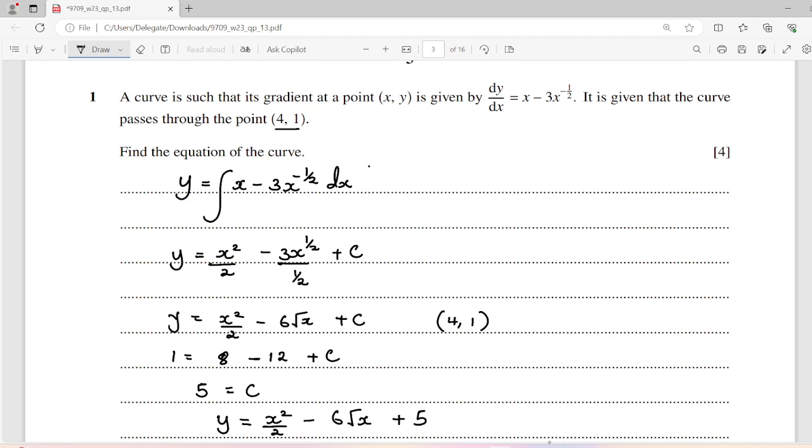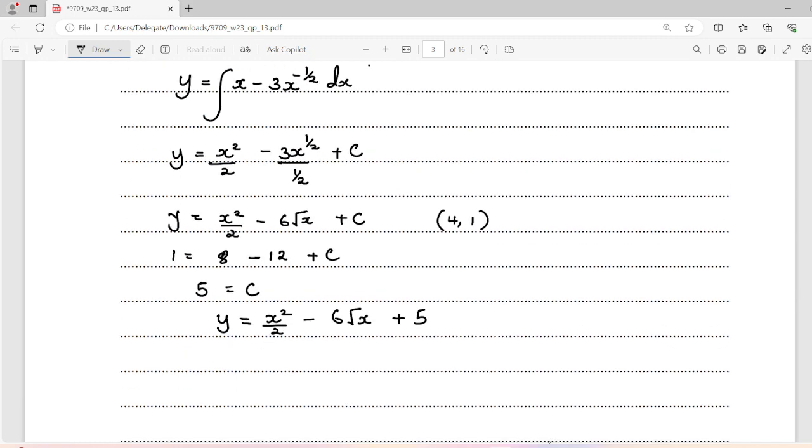And whenever you try to differentiate this kind of expression, you end up having the dy dx that was in the question. That was question 1. It was about integration.